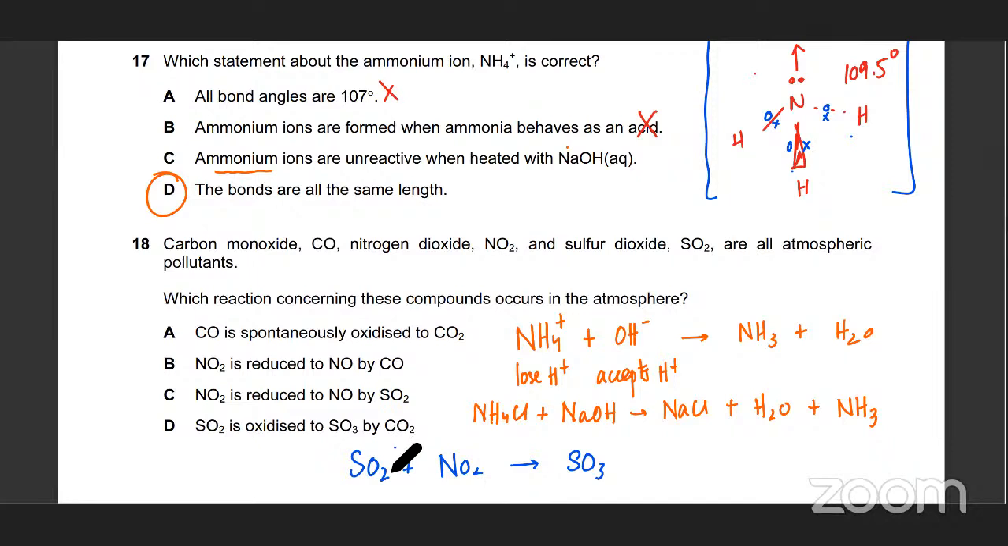So what SO2 does is it takes away oxygen from NO2 and NO is formed. So I think C is correct. NO2 is reduced to NO by SO2. During acid rain, this is the reaction that's taking place. Carbon dioxide and carbon monoxide are not the ones; you've never studied those reactions of carbon monoxide or carbon dioxide reacting with SO2 or NO2.